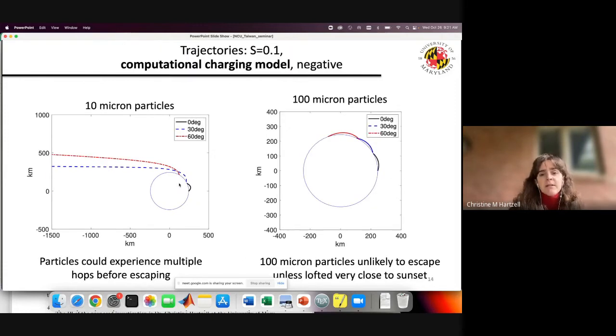We can also look at the lofting of larger particles. Here we're looking at 10 micron particles and 100 micron particles. For the 10 micron particles, we see, again, hopping prior to escape. For the 100 micron particles, for each of the cases considered, the particles re-impacted, so they did not escape from the body. You could potentially have one of these 100 micron particles escape if it was lofted very close to the terminator, but our plasma model is not great at the terminator or that sunset condition, so we did not explore that any further.